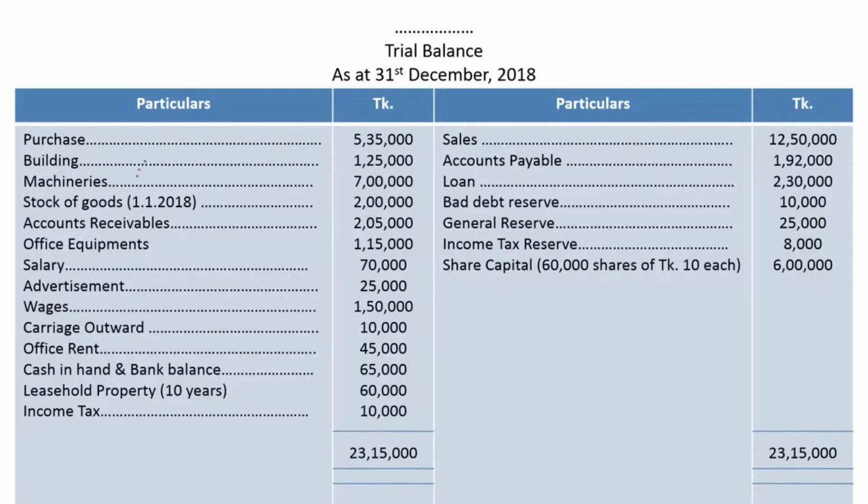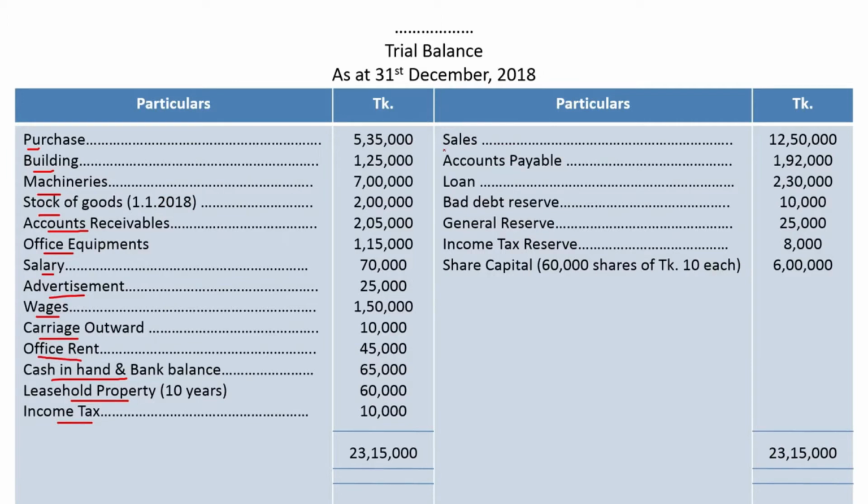At first, purchase, it's one kind of direct expense. Building, fixed assets. Machineries, fixed assets. Opening stock of goods, direct expense. Accounts receivable, current assets. Office equipment, fixed assets. Salary, operating expense. Advertisement, operating expense. Wages, direct expense. Carries outward, operating expense. Office rent, operating expense. Cash in hand and bank balance, current assets. Leasehold property, fixed assets. And income tax will be shown in retained earnings statement under profit appropriations.